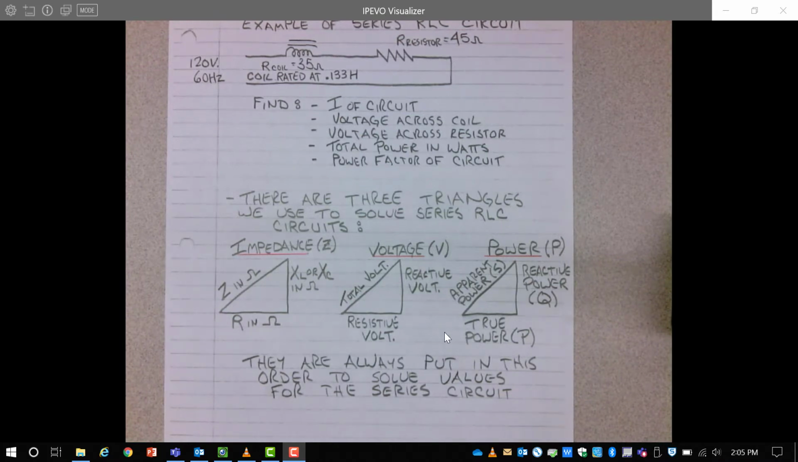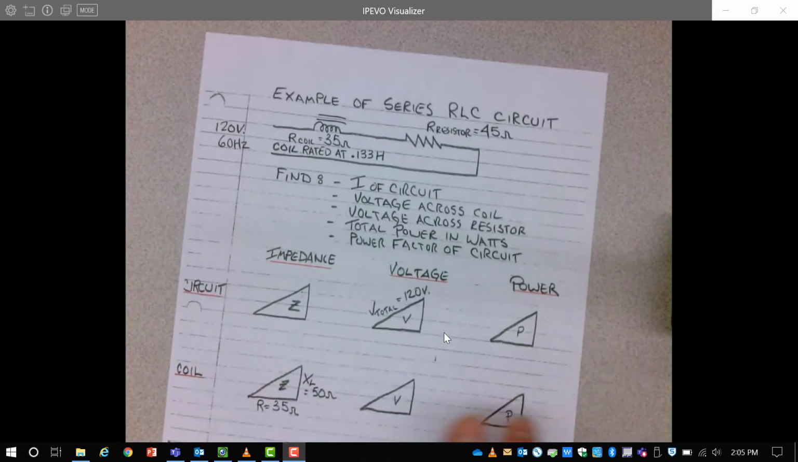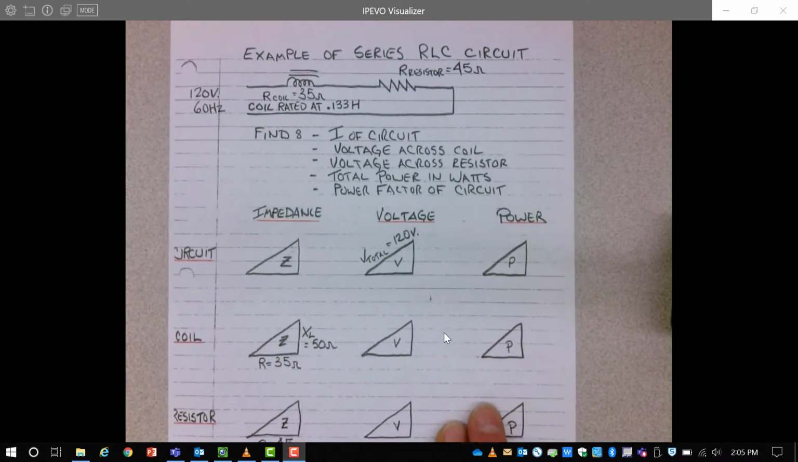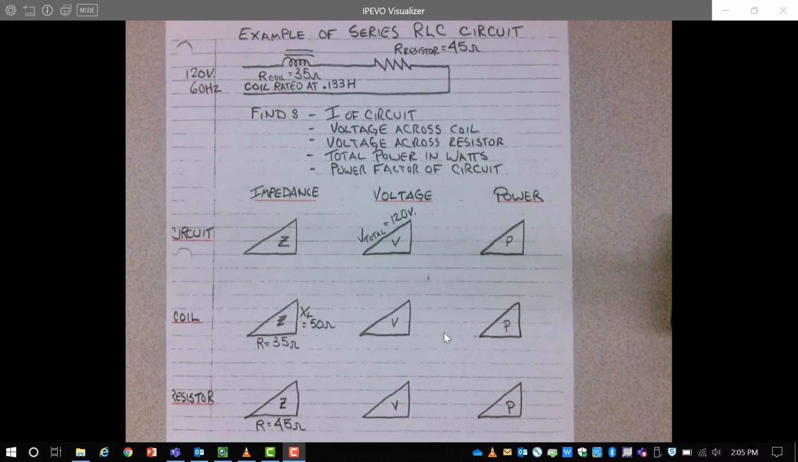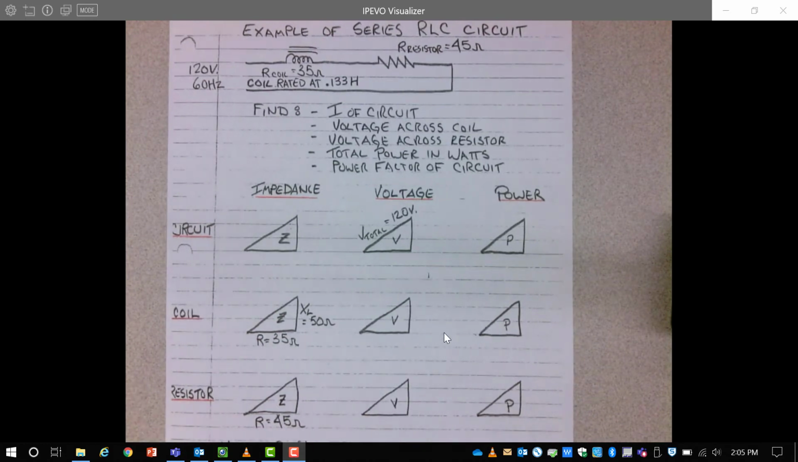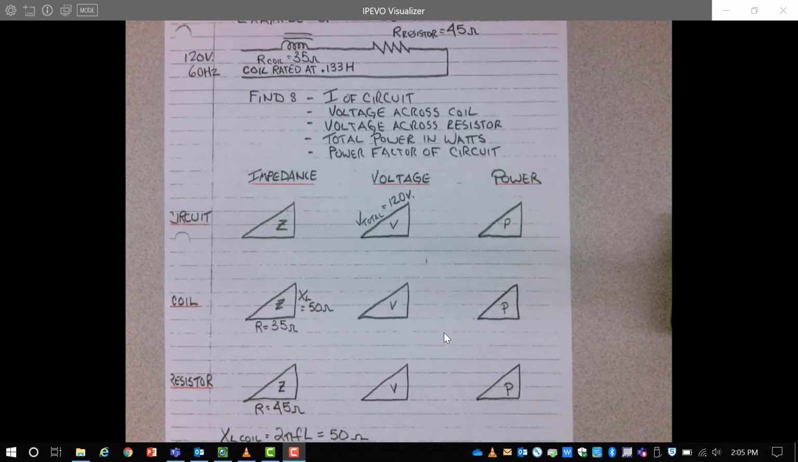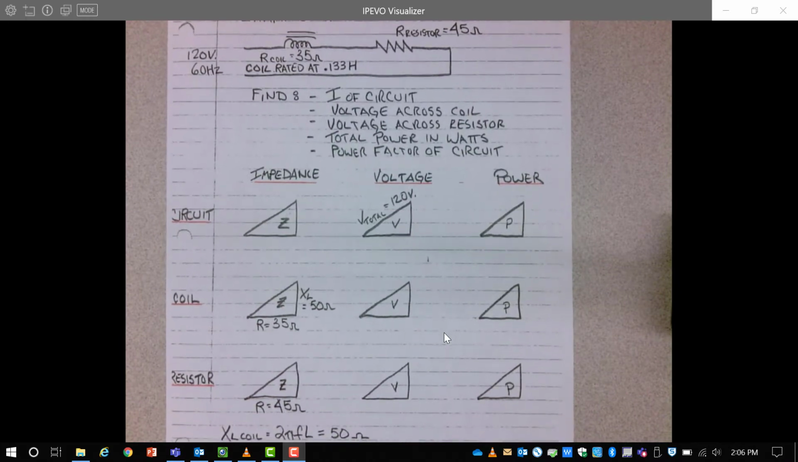Now, once you've seen these triangles, again, if you like, pause a moment and draw out the triangles that you would need for this circuit. Okay, with your triangles drawn out, this is what your circuit should look like.